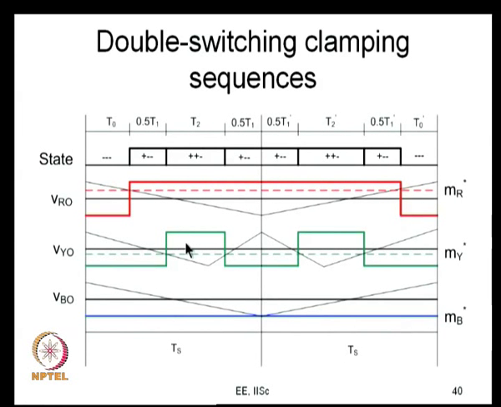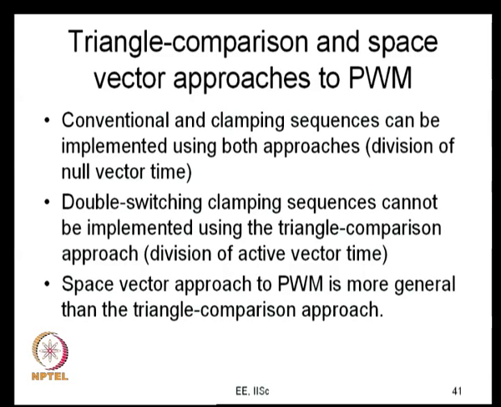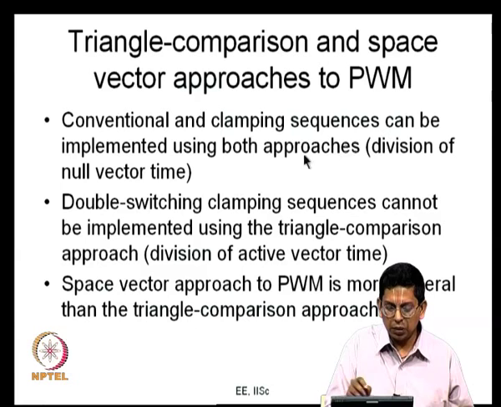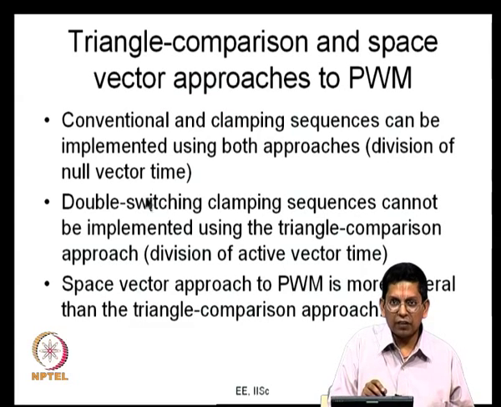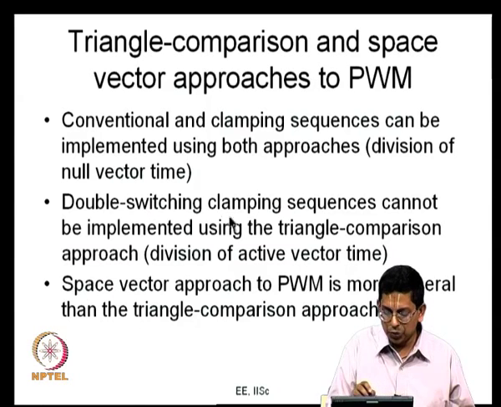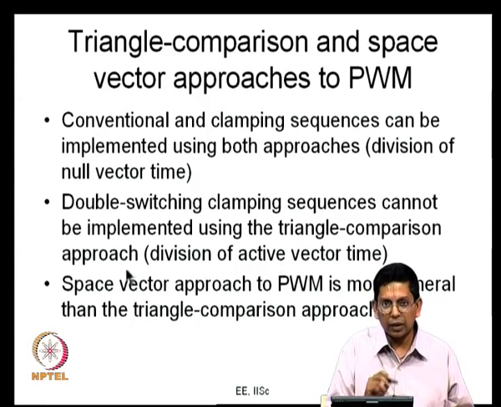Triangle comparison is based on comparing a triangular carrier, and it presumes only one intersection with a phase in a subcycle, only one switching of a phase. What we are doing now is two switchings, and two switchings of a phase are not possible with the triangle comparison method; it is possible only with the space vector approach. So, I am concluding a few things like this. Conventional and clamping sequences, many sequences, are possible using both approaches, and division of null vector time is what is essentially done here. Whereas double switching clamping sequences cannot be implemented using the triangle comparison approach. This involves division of active vector time, and the active vector is applied more than twice. This is possible only using the space vector approach.